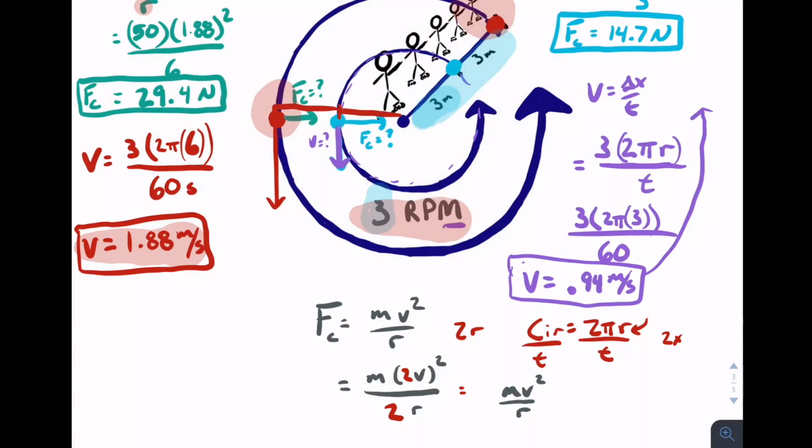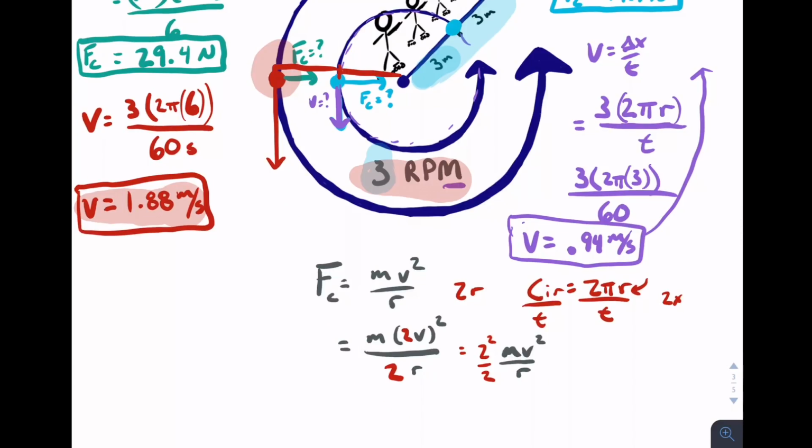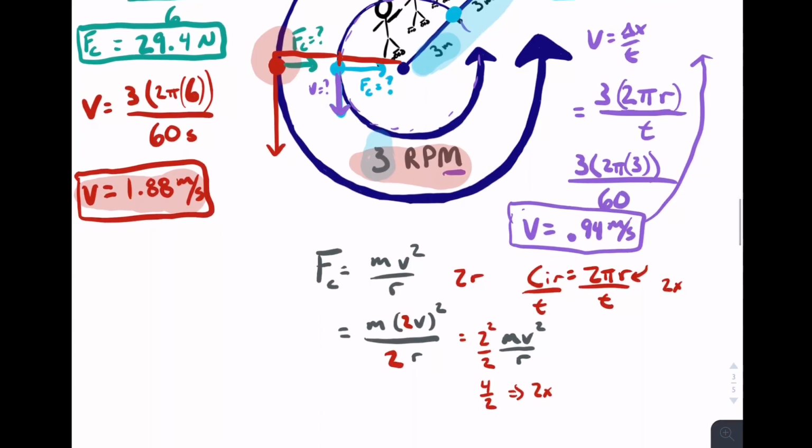So we factor out the 2 in front, but it's a 2 squared, and we put that over the 2r that we had at the bottom. And what you end up getting is 2 squared over 2, or as a lot of people like to call that, is really just 4 over 2. And 4 over 2 is the same as saying 2 times as much. So you end up getting twice the centripetal force by doubling the radius.